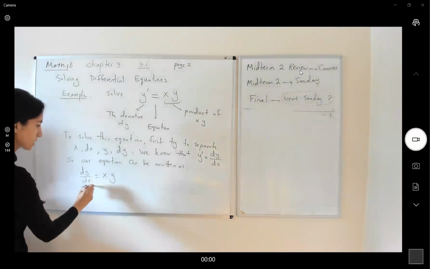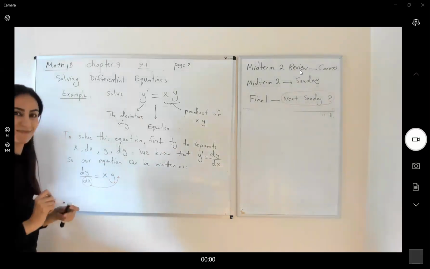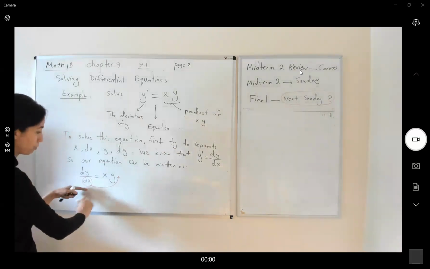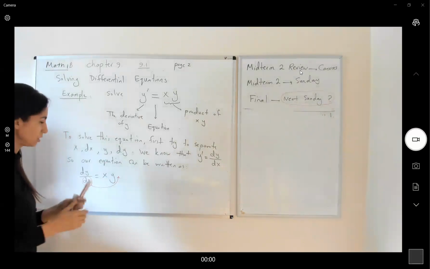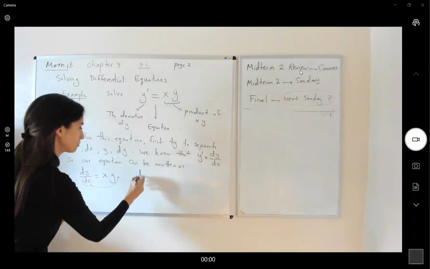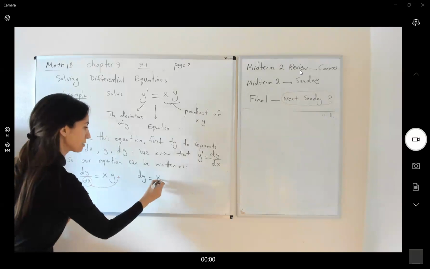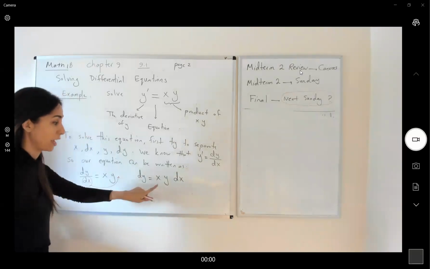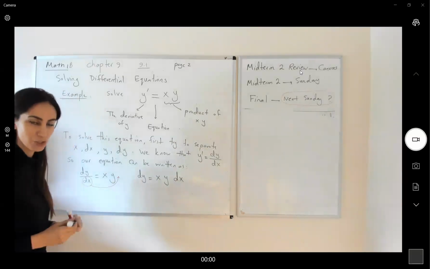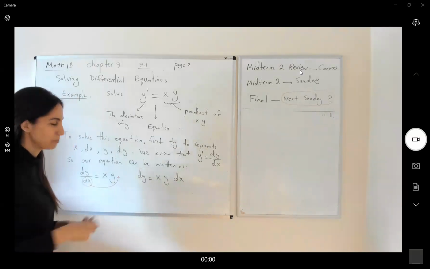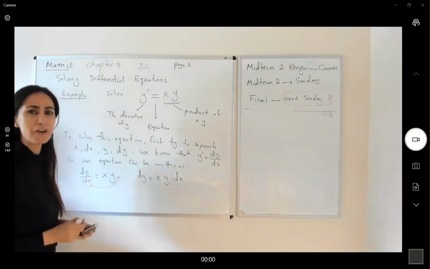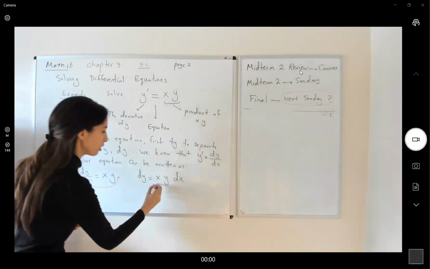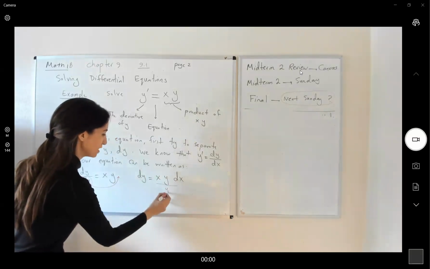multiply dx to both sides, or bring dx to the right hand side. So I have dy equals x y dx. So I have my x dx next to each other. Next step, I'm going to divide everything by y on the y side.